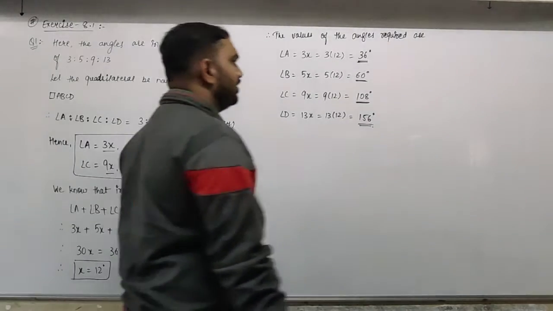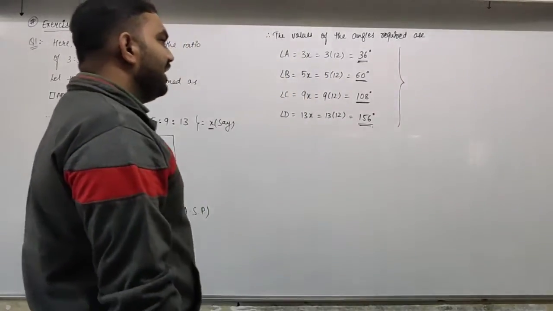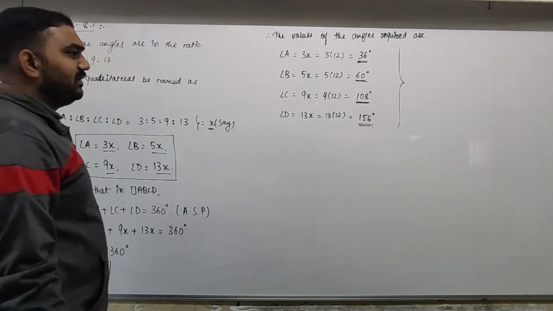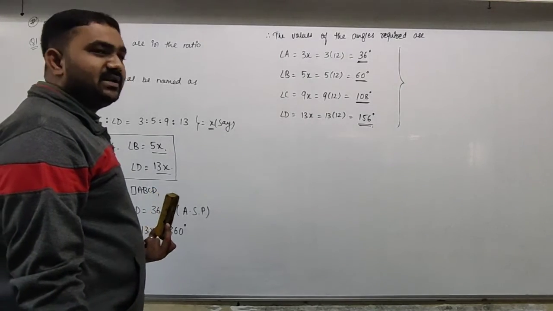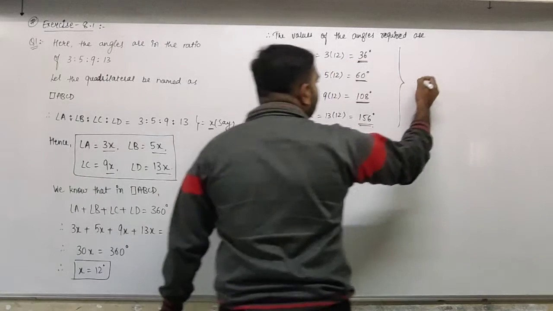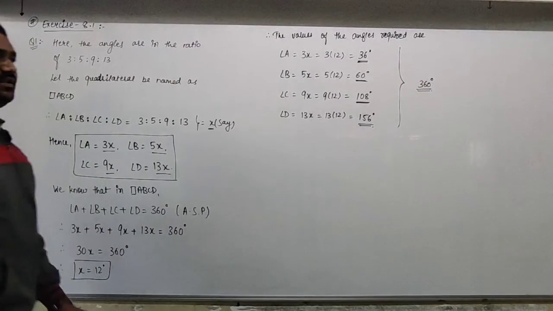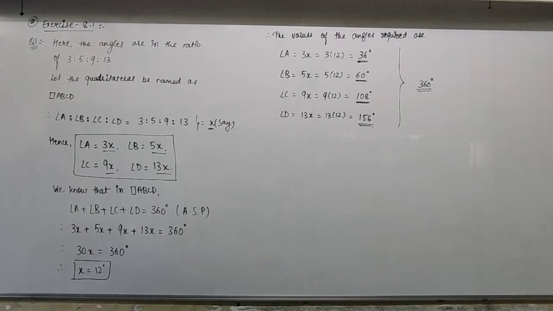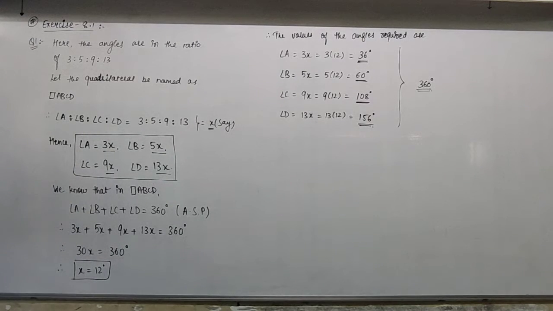Just for confirmation, you can add up and check whether you are getting the perfect values or not. Is it clear? You can add here and check whether the total of all is 360 degrees or not. If it is 360 degrees, then these are the angles of the quadrilateral: 36, 60, 108 and 156. Else they are not the angles. That means if we have made a mistake, we have to check it again, right? So these are the angles of the quadrilateral.